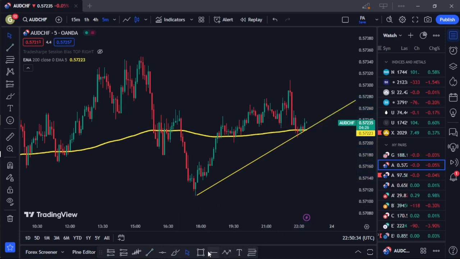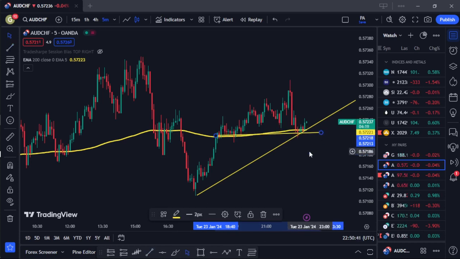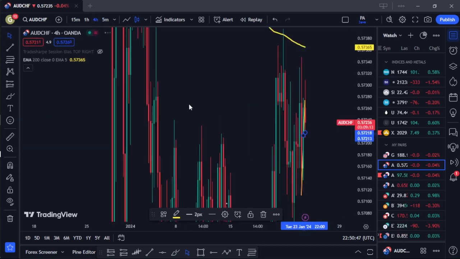And then over here is the market creating a minor support area within this. On the 5-minute chart, the market is trying to create a support around this area. You can see it clearly, right? But now if we go over to the 4 hours, let's take a look at the 4 hours.